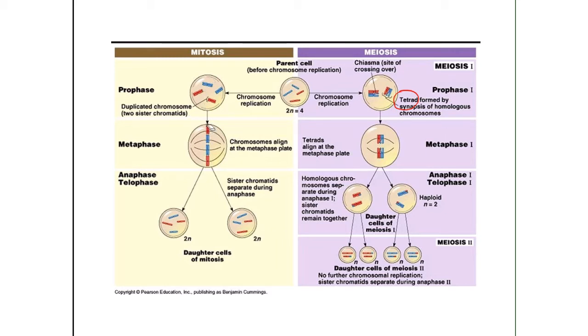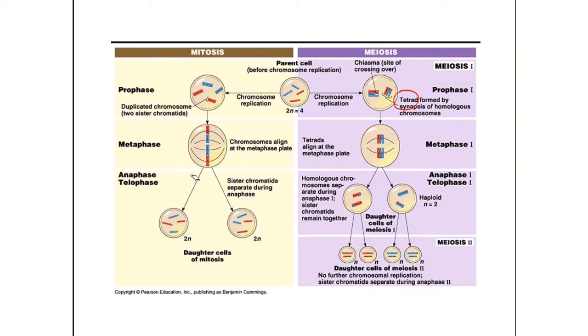In metaphase, you can see the individual sister chromatid pairs will line up in the middle, but in metaphase I of meiosis, the tetrad lines up. Okay, so 4 chromosomes lined up in the middle. Here, 2 at a time. And then of course, there is only one division in mitosis, but there are 2 divisions in meiosis.